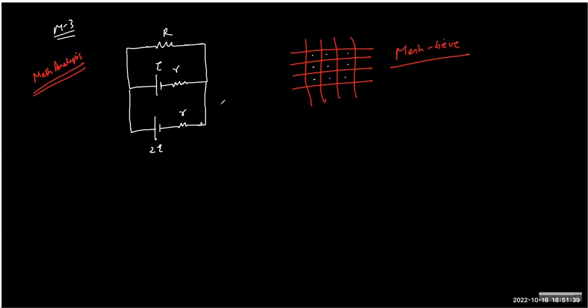Now, if you think of the circuit as some sort of mesh sieve, how many holes do you see? There are two holes. The rule says that every hole will have its own current. This is I1, the current in the first hole, and I2 is the current in the second hole. Let's assume this way. So this is the first step: you assume I1, I2 as a current, and you are assuming the complete circulating current in every hole.